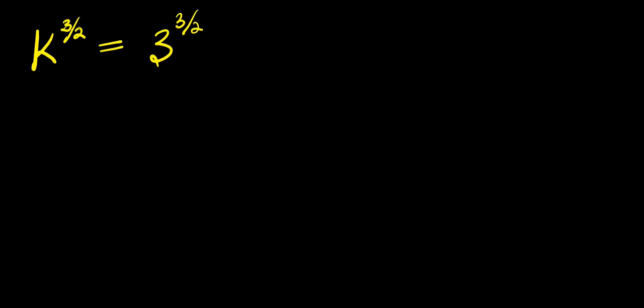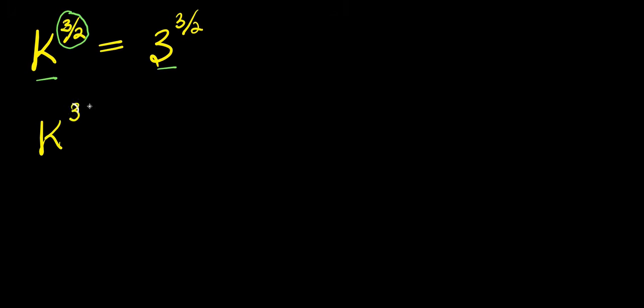Hello, how to solve this exponential problem? This is k to the power of 3 over 2 equals 3 to the power of 3 over 2. Solving for all values of k that satisfy this equation. So let's start by expressing this exponent here.